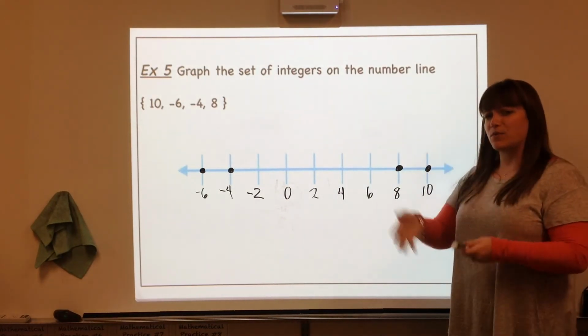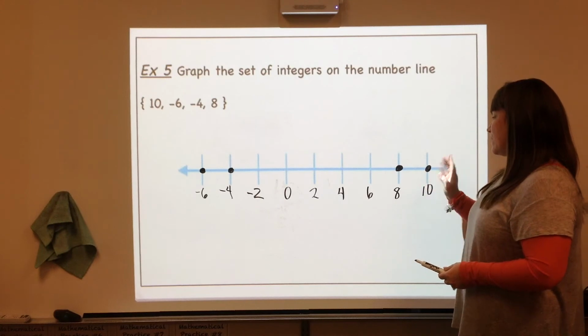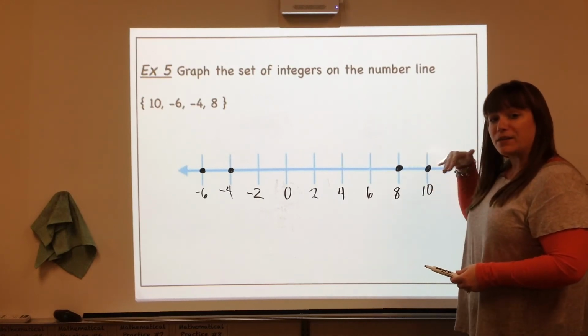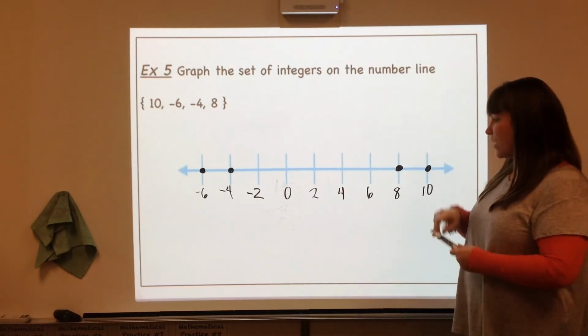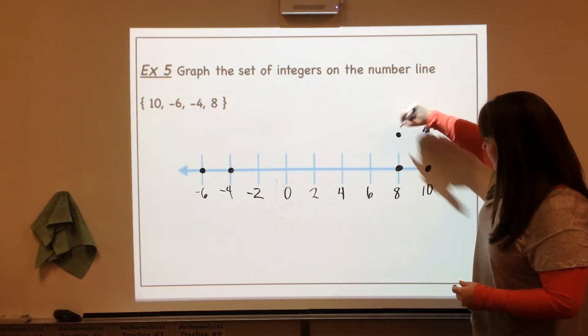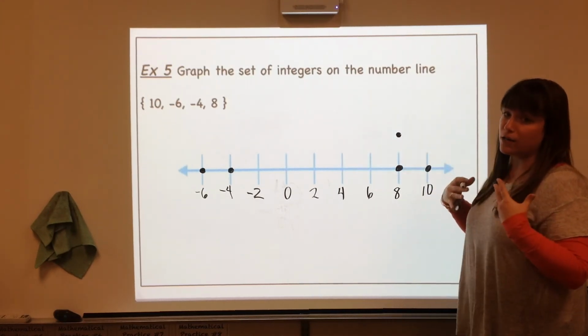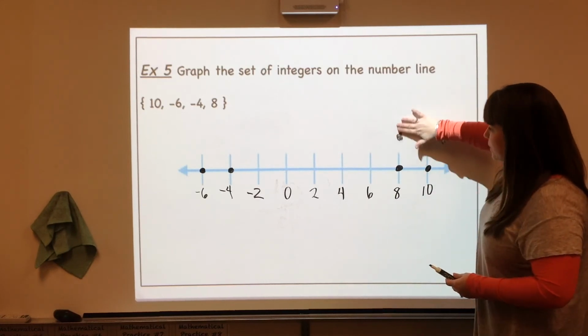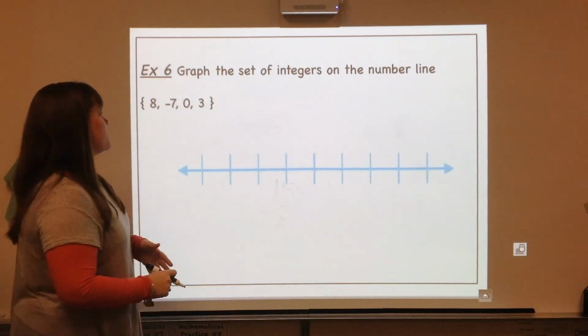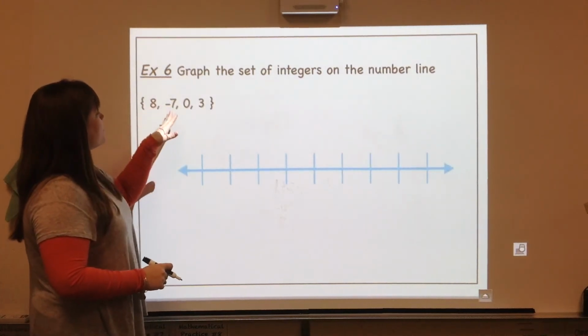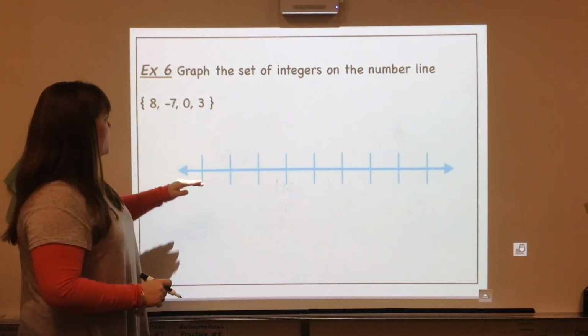So all of my examples up until this point have been literally, you put the dot on where the line crosses the hash mark and this blue line. It's not hovering up here. It's literally sitting on the line. Make sure your dots are sitting on the line. Our final example deals with 8, -7, 0, and 3.